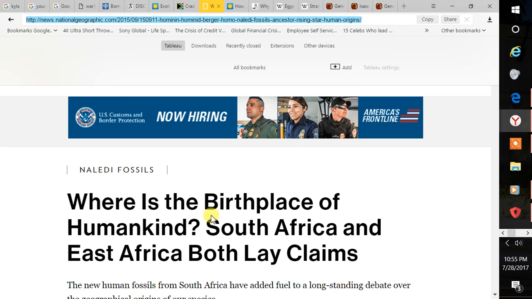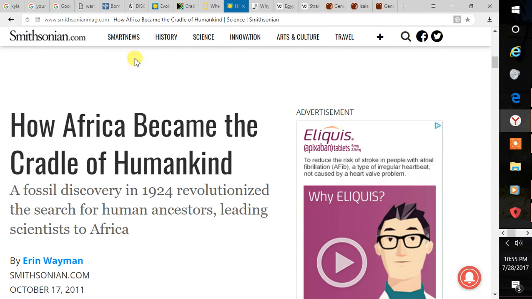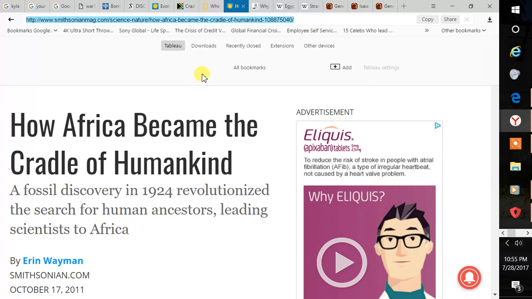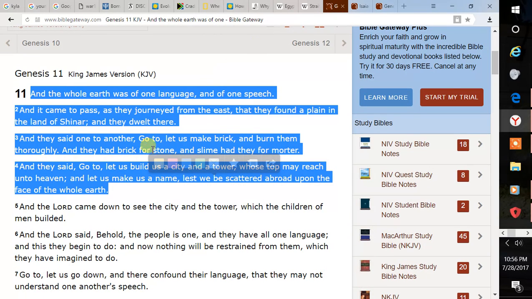It says, where is the birthplace of humankind? South Africa. And both lay claims. I mean, they can't lie about that, because it's been proven so obviously, like real science, how Africa became the cradle of humankind. A fossil discovery in 1924 revolutionized the search for human ancestors, leading scientists to Africa. So they all agree that in some shape or form civilization started in Africa. But we'll get back to that story later on, because I still want to continue.